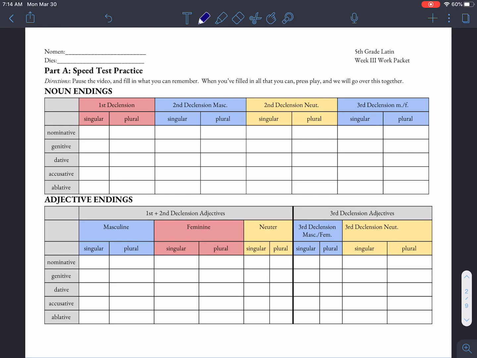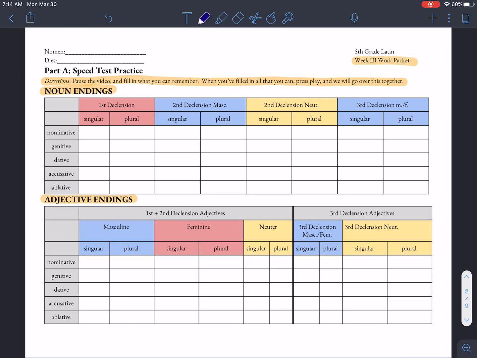Let's read the directions together. Pause the video and fill in what you can remember. When you've filled in all that you can, press play and we'll go over this together. Please press pause on this video and fill in what you can, and that includes the noun endings chart, the adjective endings chart, and the verb endings chart, which is not showing on my screen, but it's on that first page for you. All of this is on the first page of your week 3 work packet.